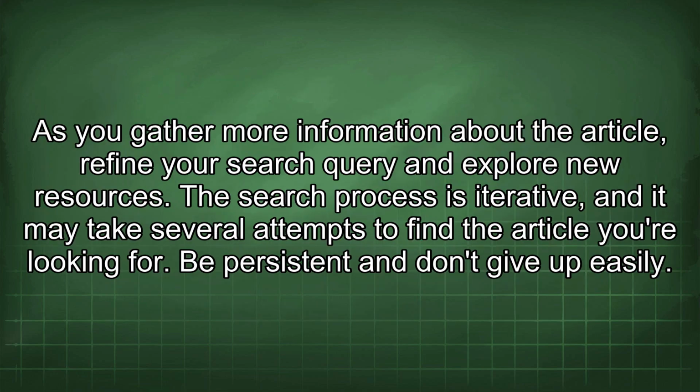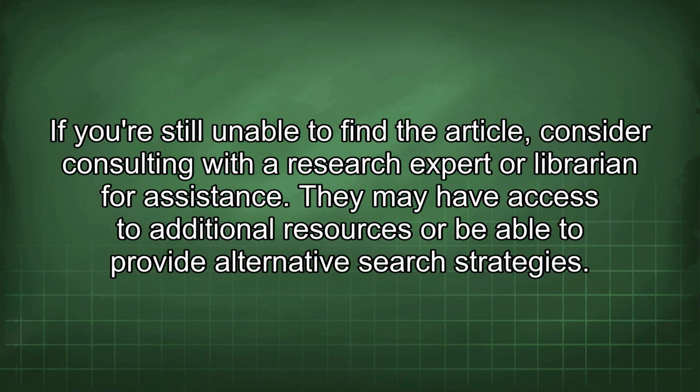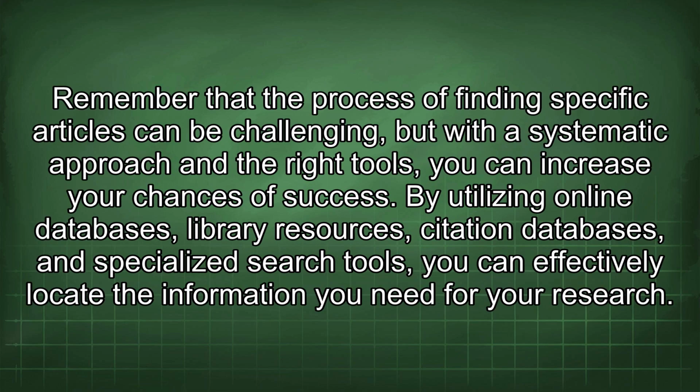As you gather more information about the article, refine your search query and explore new resources. The search process is iterative, and it may take several attempts to find the article you're looking for. Be persistent and don't give up easily. If you're still unable to find the article, consider consulting with a research expert or librarian for assistance. They may have access to additional resources or be able to provide alternative search strategies. Remember that the process of finding specific articles can be challenging, but with a systematic approach and the right tools, you can increase your chances of success.